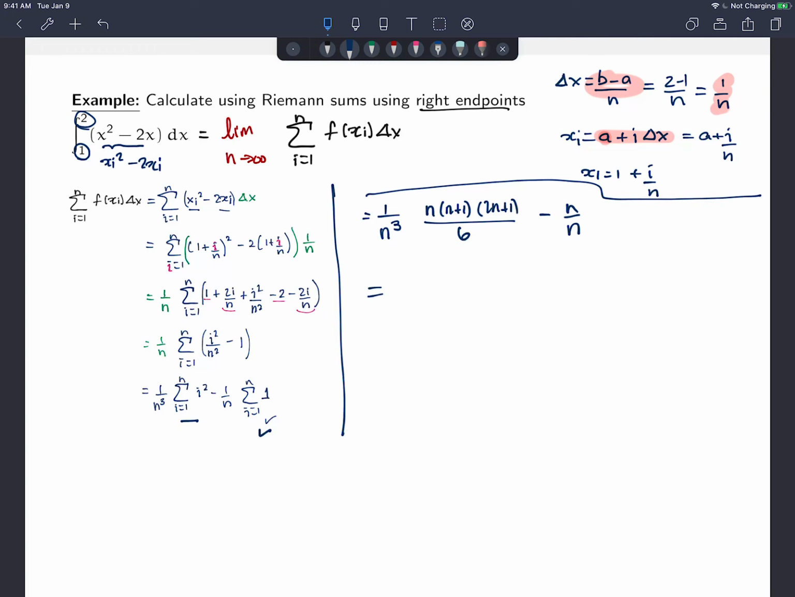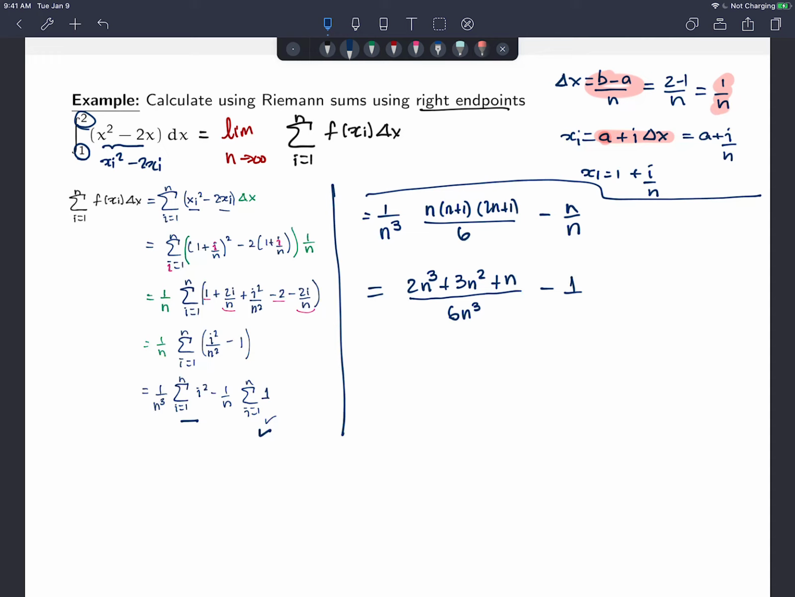Okay, so if we expand this term, this becomes n times 2n squared, so I get 2n cubed. I get 3n times n, 3n squared. And I get plus 1n, plus n. So now this is divided by 6n cubed. And this is minus 1. Okay, so this is as much as I can simplify this sum.